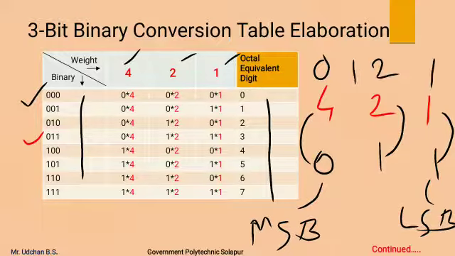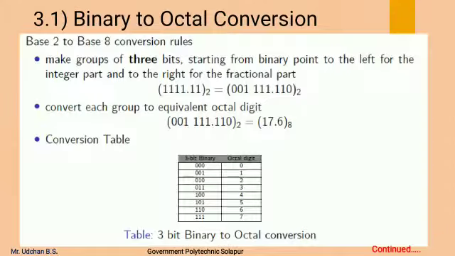Now we are going to add all these terms, 0 plus 2 plus 1. It will give you the equivalent octal number as 3. This is how the 3-bit binary number can be written in the form of the equivalent octal digit. Now we will see how the given binary number is converted into octal number.